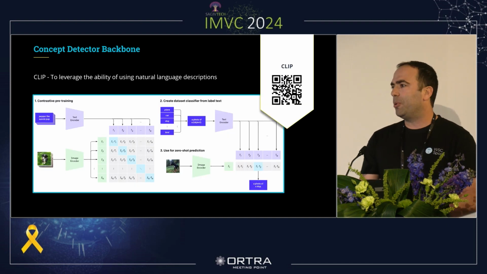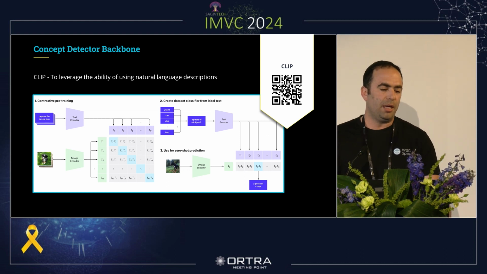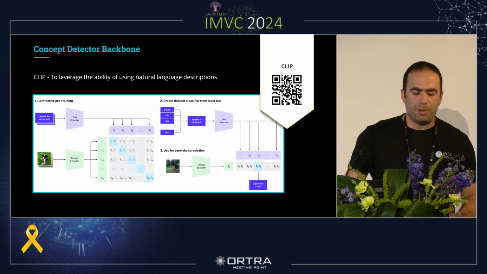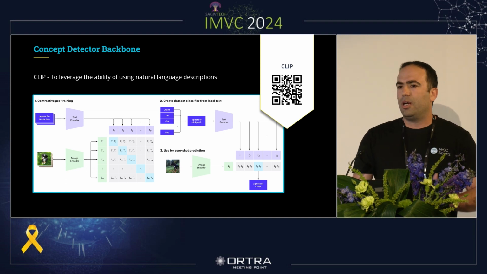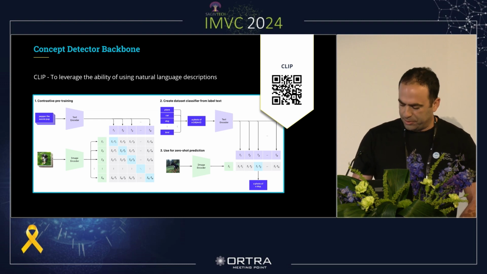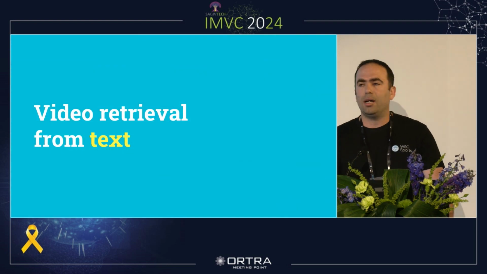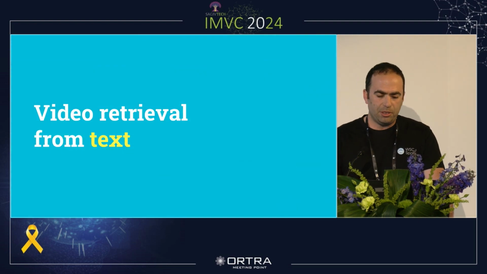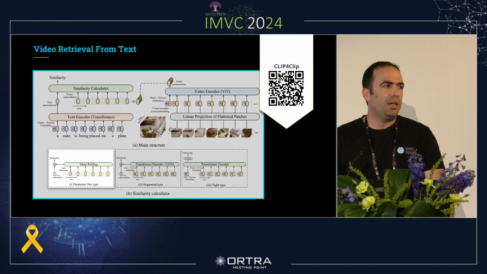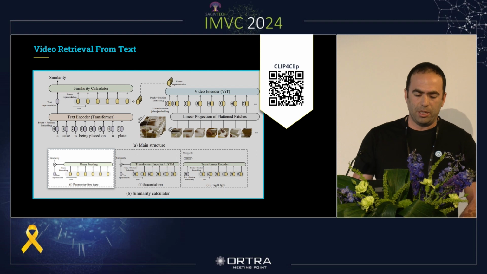So obviously, the backbone of this model would be CLIP, because CLIP can leverage the ability of using natural language as a descriptor, and it worked really well for zero-shot tasks with images. But I want to utilize CLIP for text retrieval from videos. So we decided to use the solution presented in a paper called CLIP4Clip.